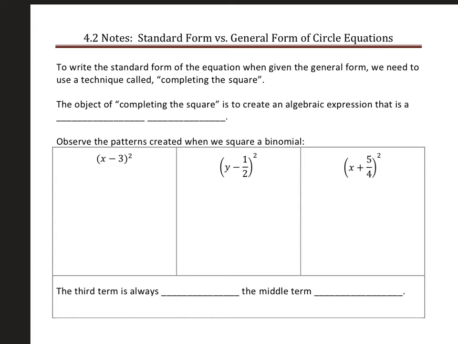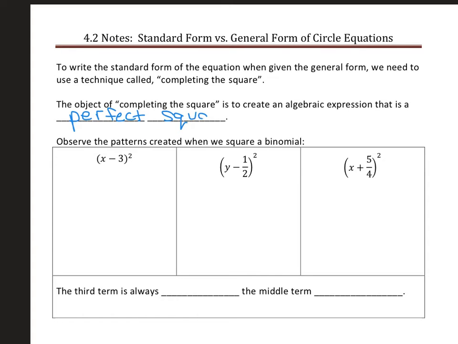Going in the reverse direction is a little bit more work, and the way we're going to approach that is using a technique called completing the square. Most people learn completing the square when doing quadratics. So you can use that technique to solve a quadratic equation that's not factorable. And it's also the technique that's used to actually derive the quadratic formula. So the object of completing the square is to create an algebraic expression that is a perfect square. That's the whole point.